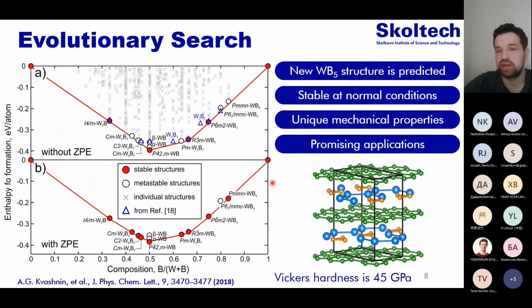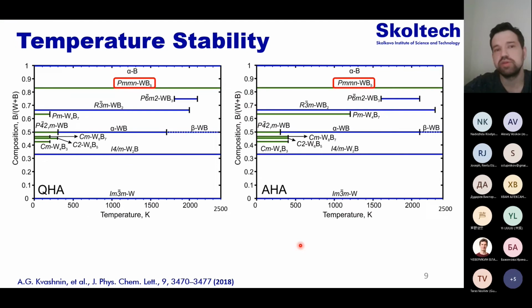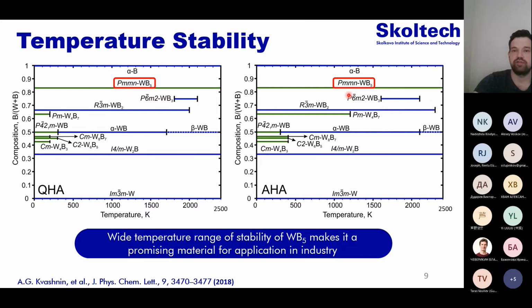It should have unique mechanical properties, as we calculated the Vickers hardness of about 45 GPa, which makes this material promising for different applications. Moreover, we then studied the temperature stability of this compound. Here you can see we use the quasi-harmonic approximation and harmonic approximation in order to understand the temperature range of stability, and found that it should be stable in the whole considered range of temperatures, from at least 0 to 2150 kelvins, which also makes this material promising for applications in industry.